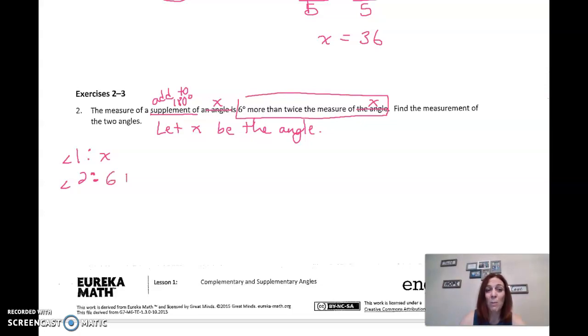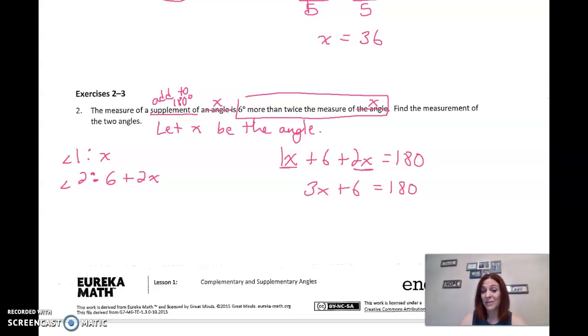6 more than plus, okay? We're not doing inequalities here, so we're using plus. Twice the measure of x, so 2 times x. 6 more than twice x. Now, supplement means they add to 180, so let's add these two to 180. 1x plus 6 plus 2x equals 180. Simplify and solve. If I have 1x and 2x's, that's 3x.